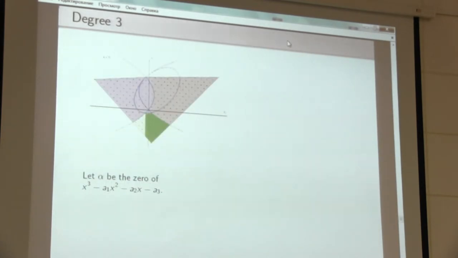The next picture is for the numbers of degree 3. Of course, if alpha is a zero of the following polynomial, the picture should be 3-dimensional. But this is the section when A1 is constant. It always looks like that. For example, this picture is for A1 equals 10. Always for the section where A1 is a constant, there are three different areas. The one marked with light green and dark green is the same, just the formulas are slightly different.